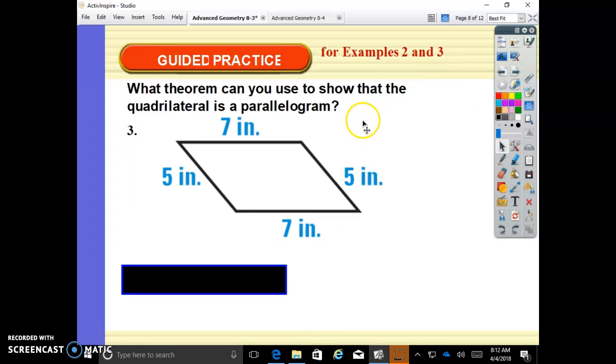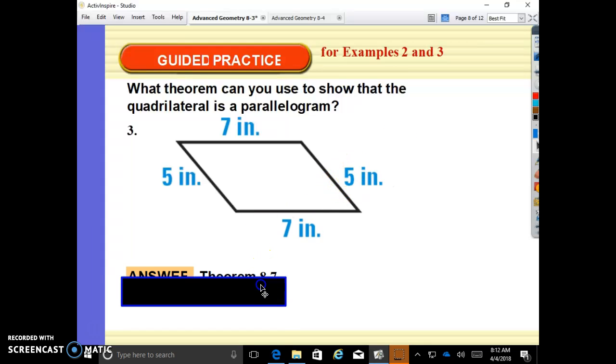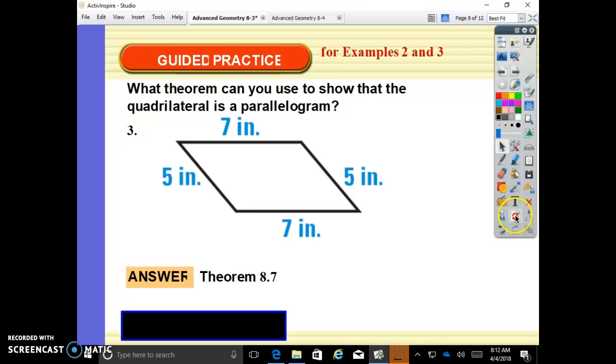How about this one? What theorem can you use to show that the quadrilateral is a parallelogram? We have opposite sides are equal. Two sets of opposite sides are equal. Which one is that? 8 point what? 8.7, good.